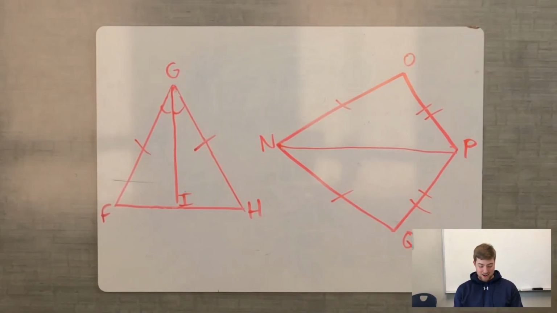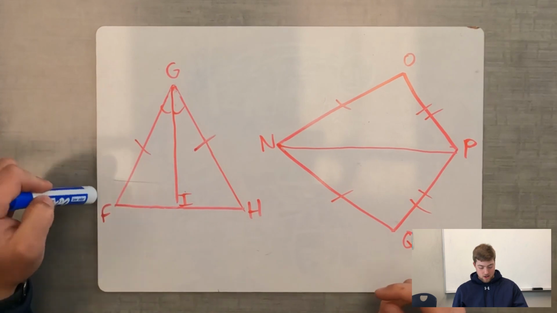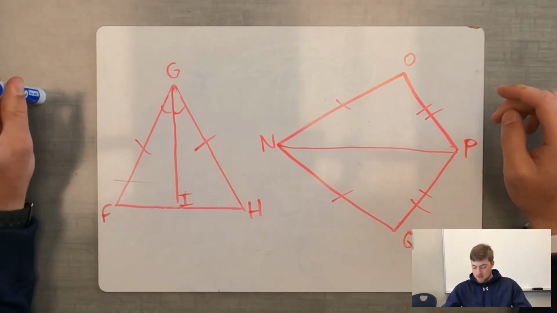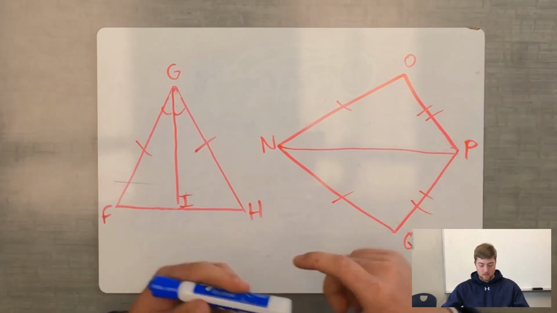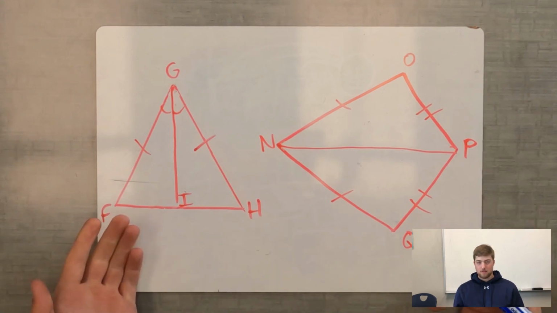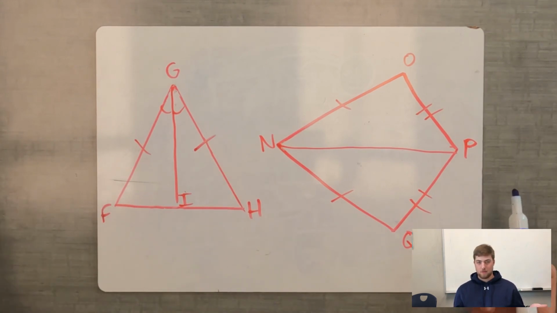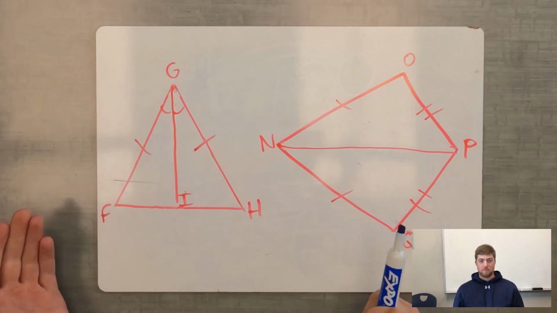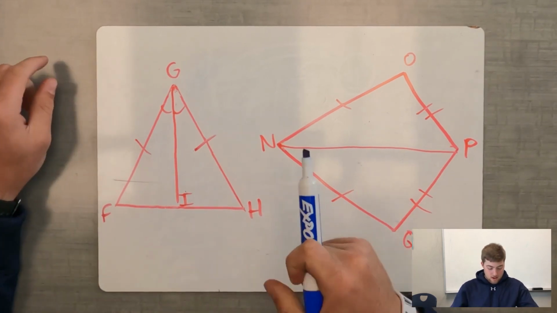Today we're going to be talking about how we can prove that triangles are congruent. We've got two sets of triangles in front of us: G, F, and I with G, I, and H, and O, N, P with N, P, Q. Just looking at it, we can tell they're congruent because we have eyes, but we have to find a way to prove it, because that's how math works.